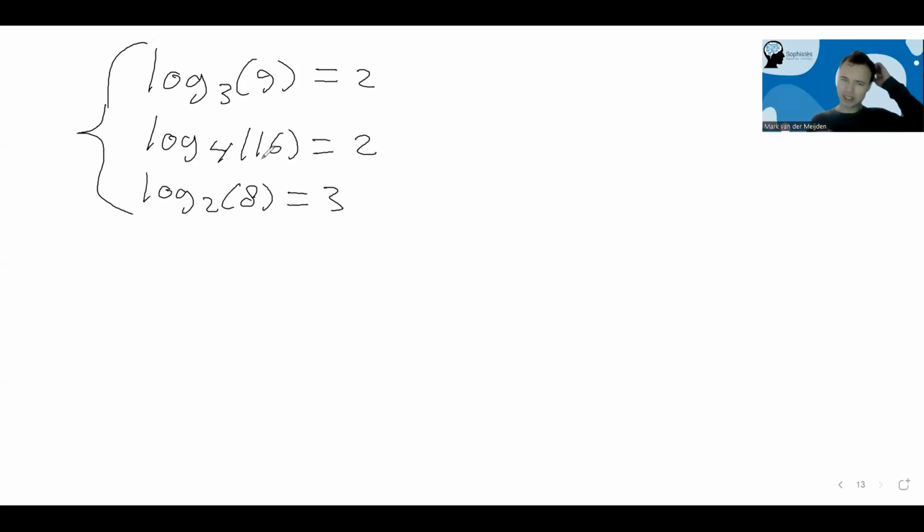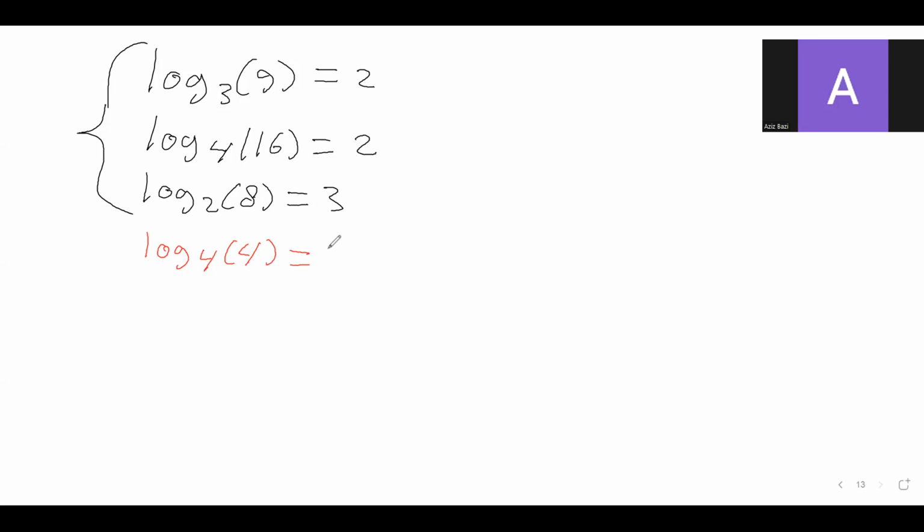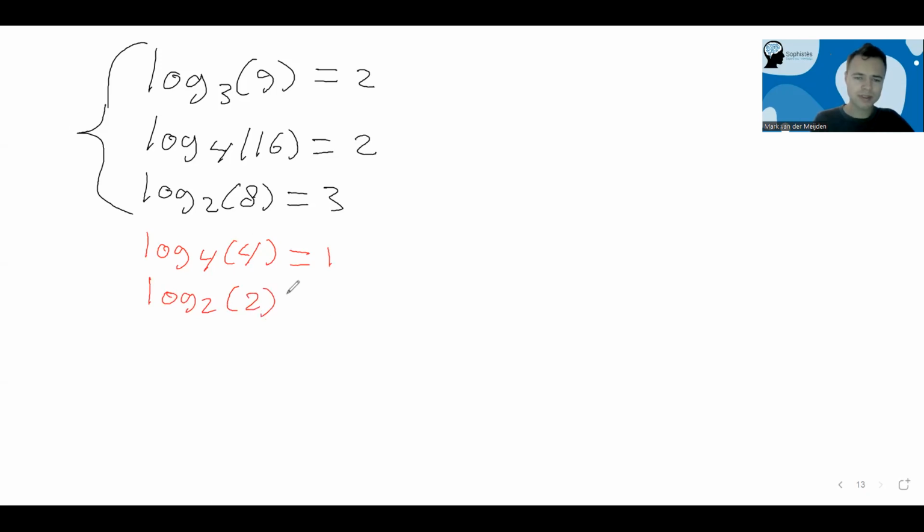Those are the basic situations. So that's what a logarithm does. It gives you the power to get from your base number to your end number. Let's look at some special cases. What if I have log 4, 4? So my base number is the same as my final number. That's just 1, right? Okay. Log 2, 2. That's also just 1, right? So what is the insight? If your base number is the same as your final number, you will always get 1.